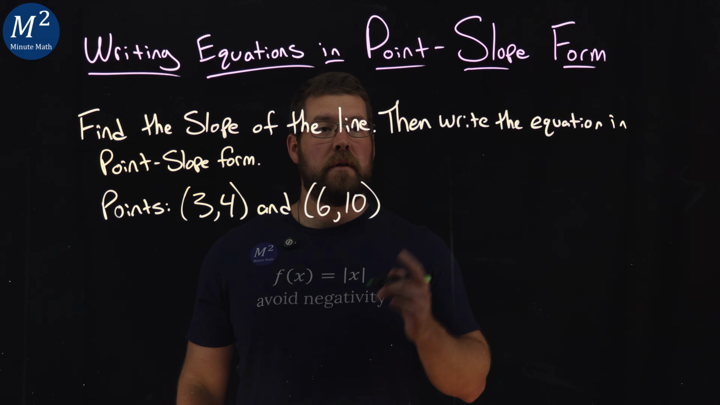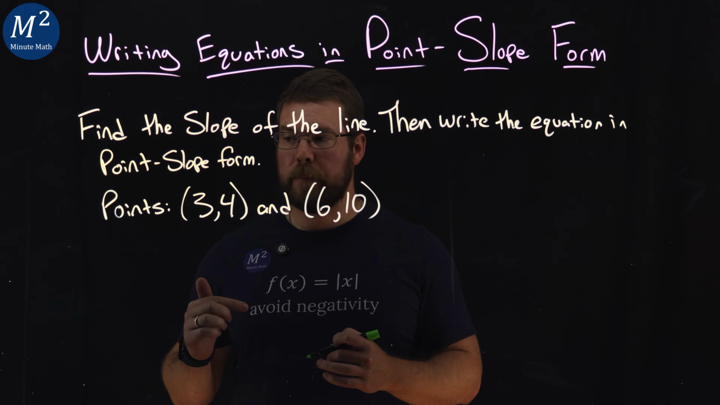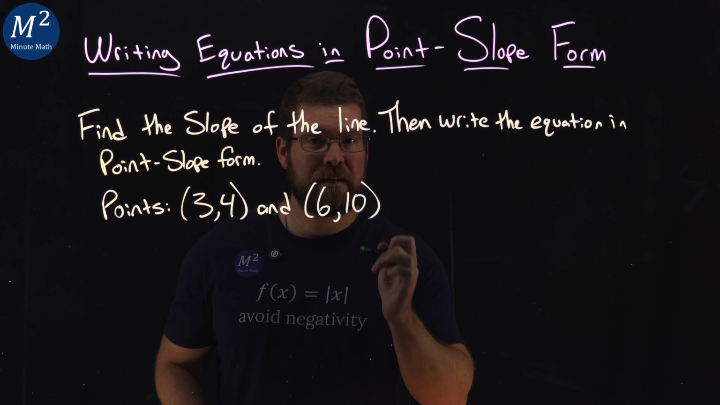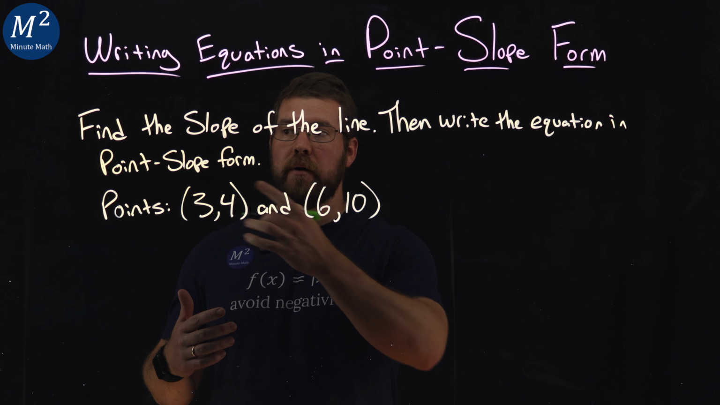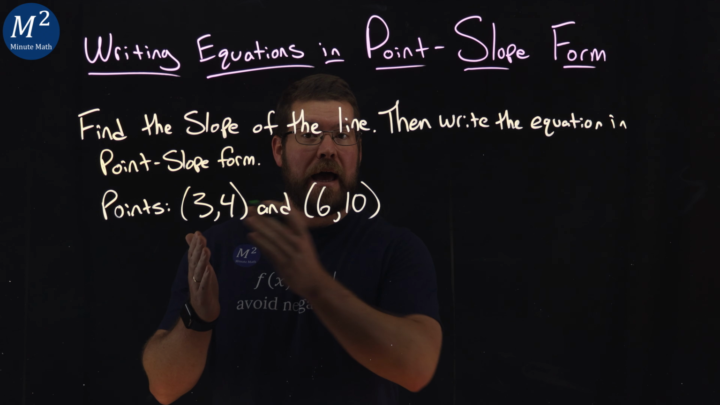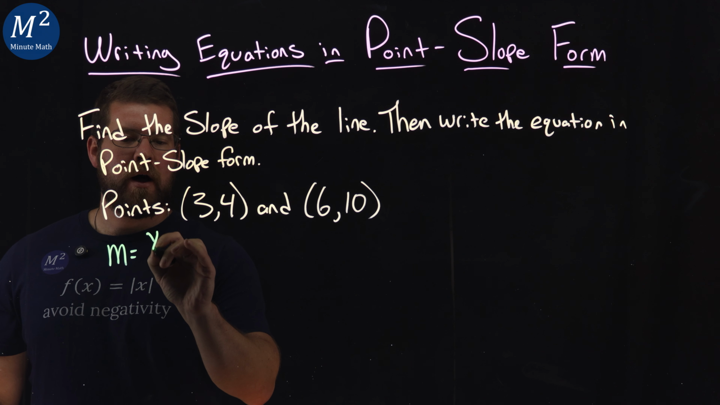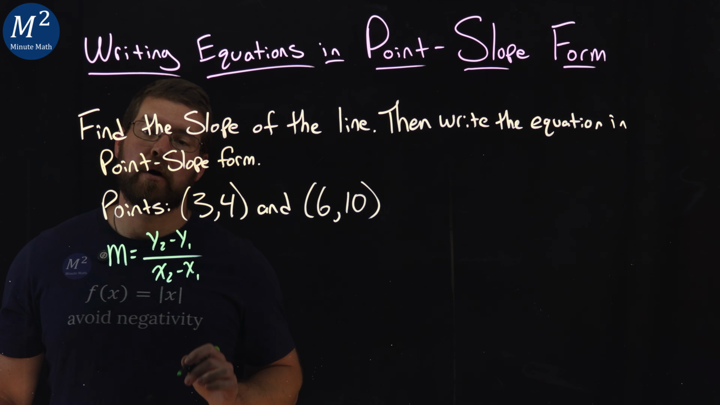Find the slope of the line, then write the equation in point-slope form. And we're given these 2 points, (3, 4) and (6, 10). We first want to find the slope of this line. We have 2 points, so our formula for the slope, m, is y2 minus y1 over x2 minus x1.